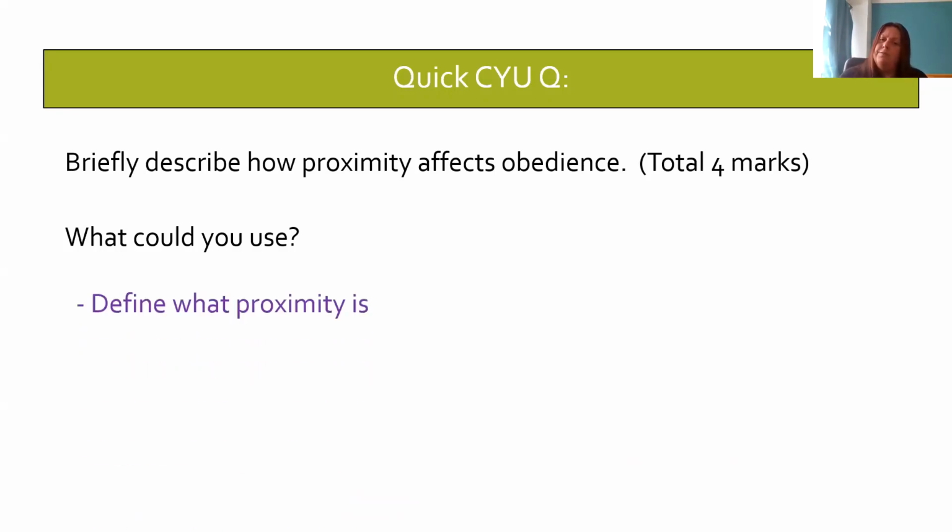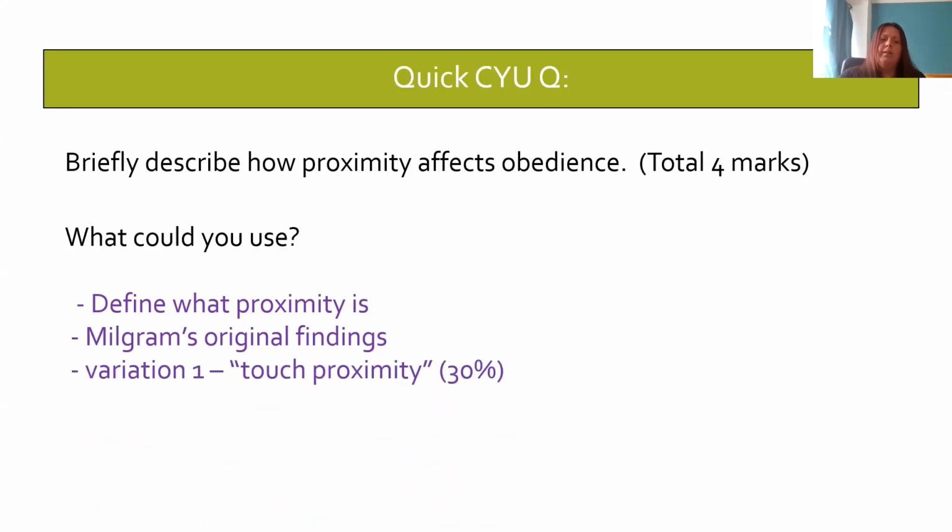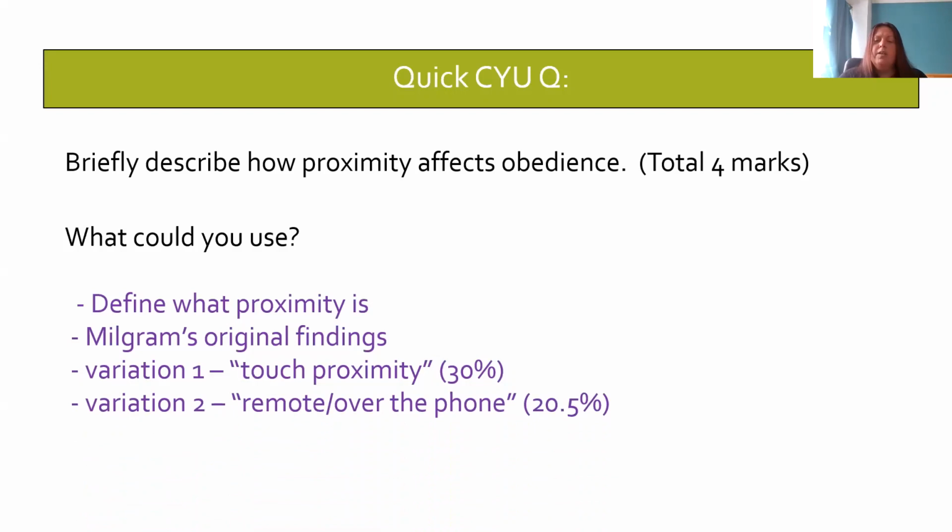4 marks: define what it is. Outline Milgram's original findings of the 65%, when the experimenter is in the same room as our teacher. And then discuss both of the variations. Proximity, we have 2 variations that we have learnt. There is the touch proximity, where they have to administer the electric shock themselves as the teacher to the learner, and also variation 2, where the researcher simply gives the instructions over the phone. So again, quite a drop from the original 65%.